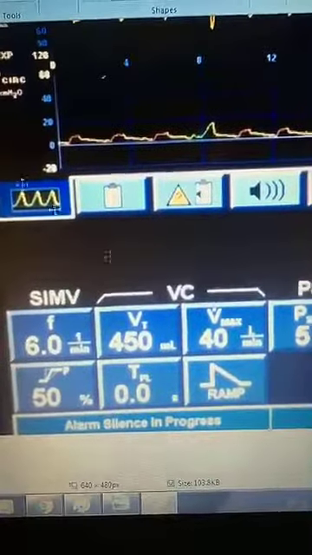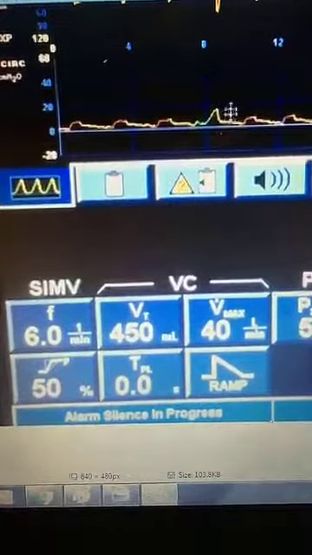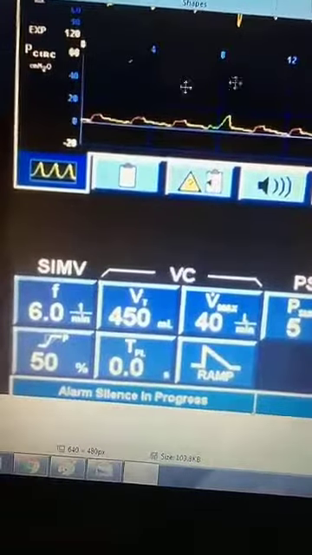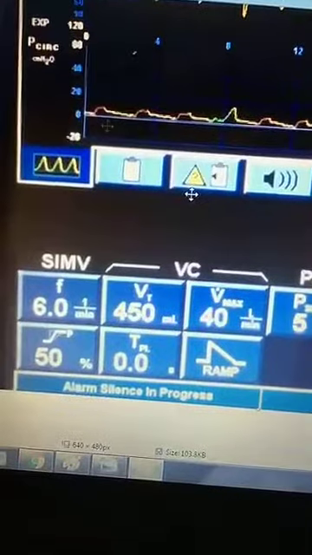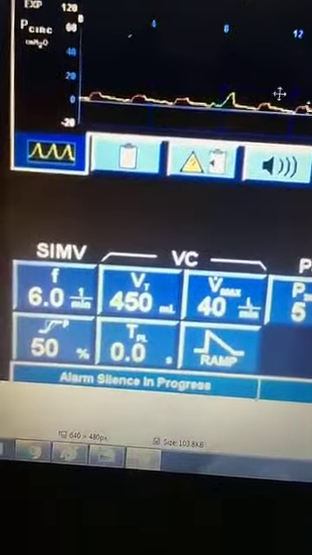This time you can see two different kinds of breaths. These are your spontaneous breaths, and this is your mandatory breath. So when you adjust your peak flow, you're adjusting these breaths, and when you adjust your rise time, you're adjusting these breaths. And ideally, you want square waveforms on both of these.